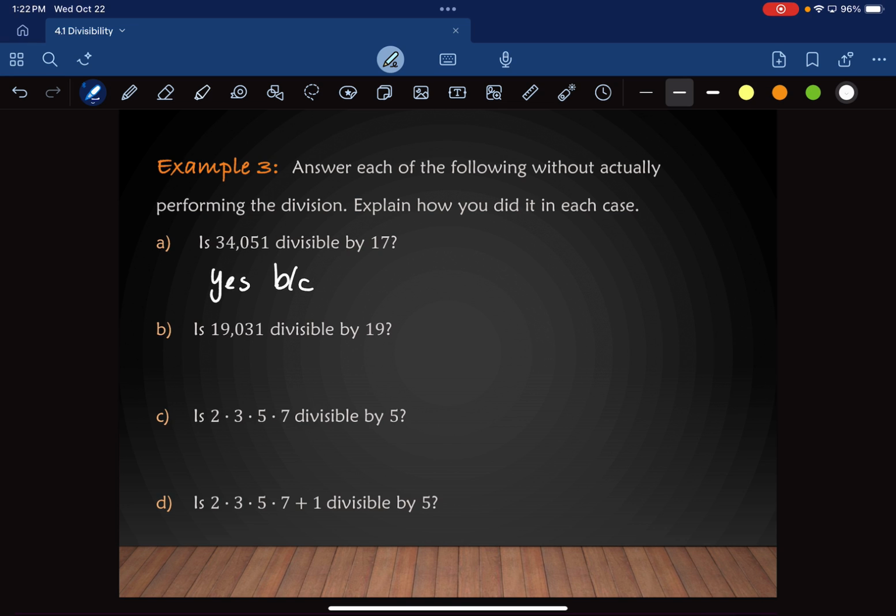And the reason is that 17 divides, remember this notation, that vertical bar means divides, 34, and 17 divides 51. So since 17 divides each of those pieces, obviously 17 divides 0. I didn't say that, but it's true, right? The 0 is in the middle. It doesn't really contribute in terms of this discussion. But because it divides both of those pieces, it's going to work. What about 19,031 being divisible by 19?